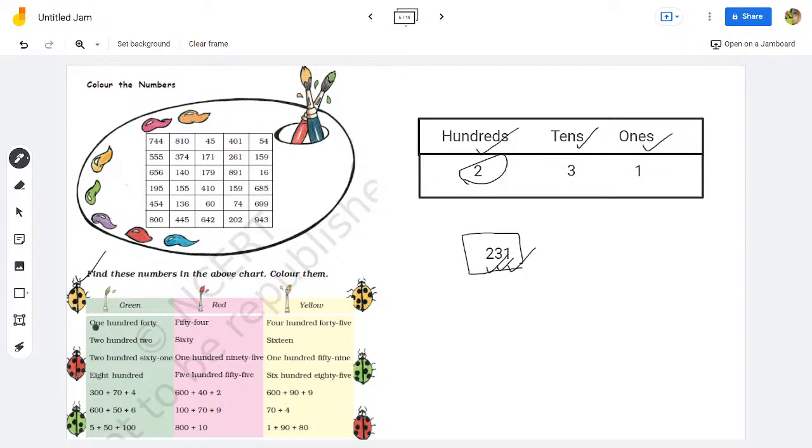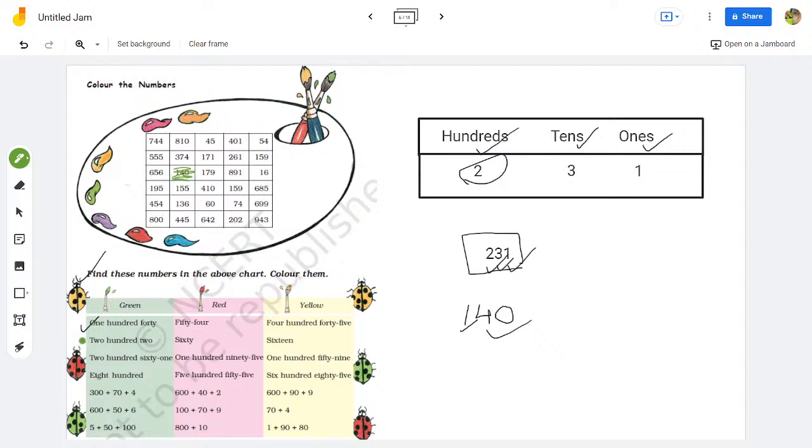So let's begin. The first number over here is 140. Now if I try writing 140, that would be written as 1 and 40. This is 140, where we have 1 in the hundreds column, 4 in the tens, and 0 in the ones. So I can color green for 140. So here we can color 140 in green.